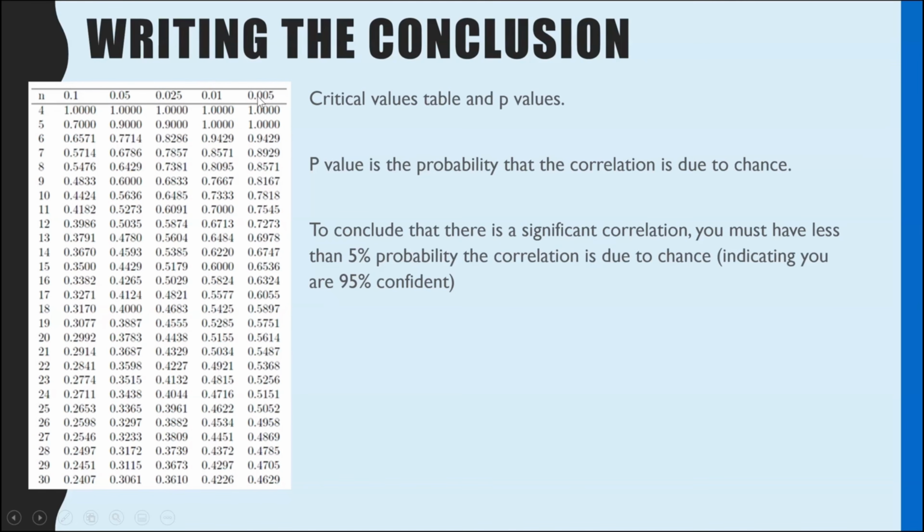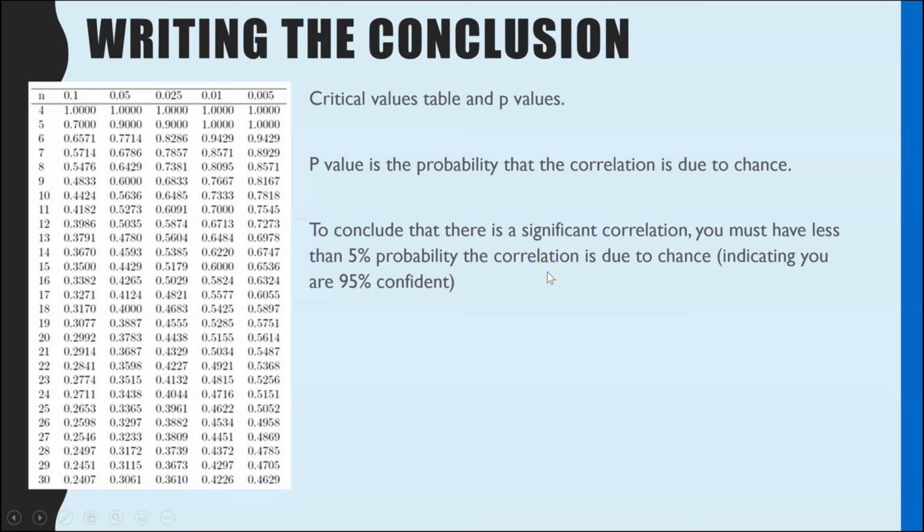And a p-value is the probability, so p is for probability, that the correlation that you have is due to chance or not. And we always have to compare at A level to a p-value of 0.05. And what that p-value means is you have less than 5% probability, so 0.05 is 5%, 5% probability that the correlation you have is due to chance.